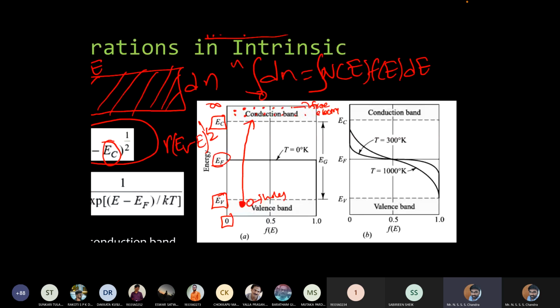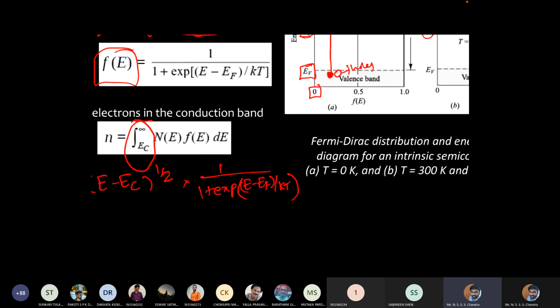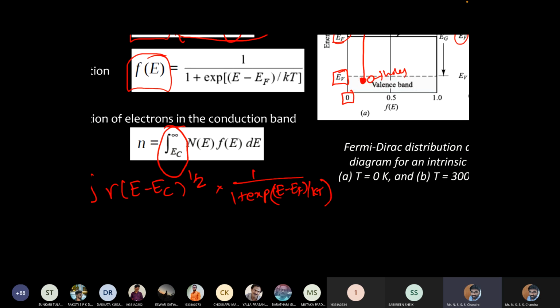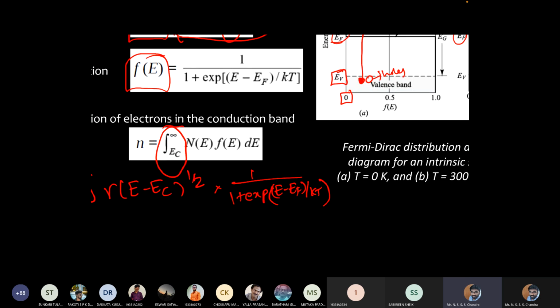Ef is the energy level where the probability of finding an electron is 50%, so our f of E is 0.5. That is called the Fermi energy level, Ef. In this expression, we have to simplify it. In order to simplify it, we check this denominator. In this denominator, there are two terms: you have one, and you have an exponent term, E minus Ef.